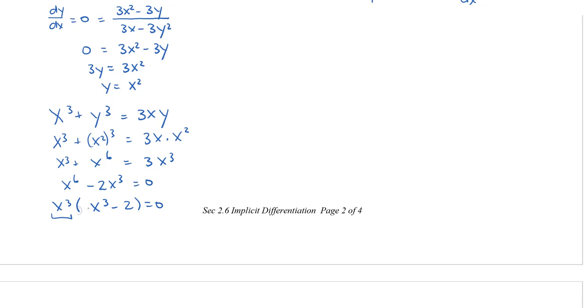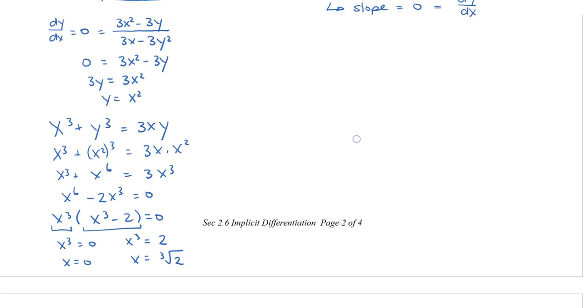Either this part equals 0 or the second piece equals 0. So if x cubed equals 0 or x cubed equals 2, so x equals 0 or x equals the cube root of 2. So plugging it back in to my original to find out what my y value is.